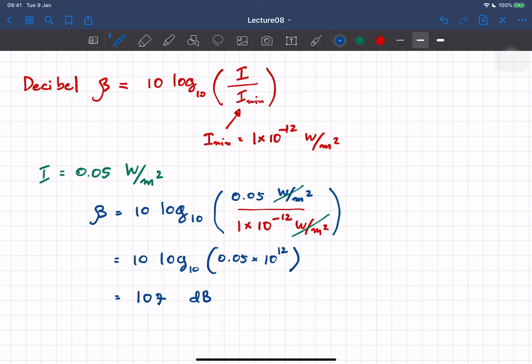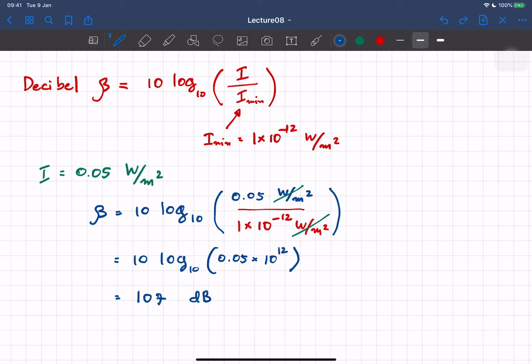So 0.05 watts per meter square in terms of the sound intensity is equivalent to 107 decibel. Decibel is actually just a number. It doesn't have a valid unit per se. It's not like you can have kilogram newtons per meter or something like that, right? Because everything is dimensionless, since you cancel out all your units already. So this is just a thing to remind you that this is in decibel.